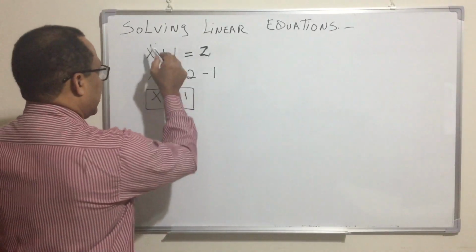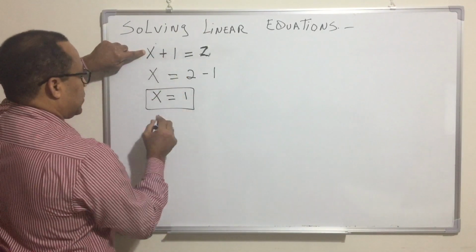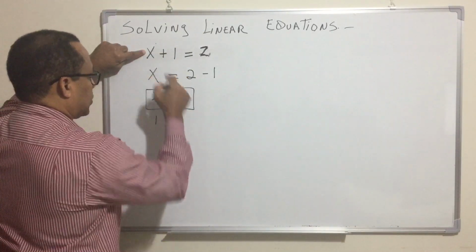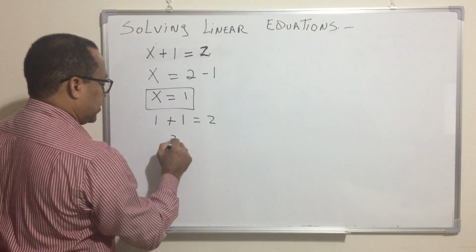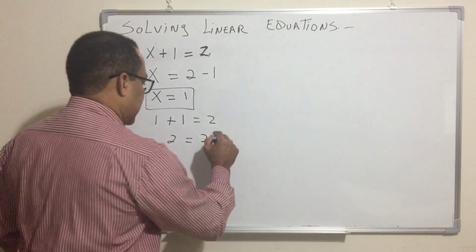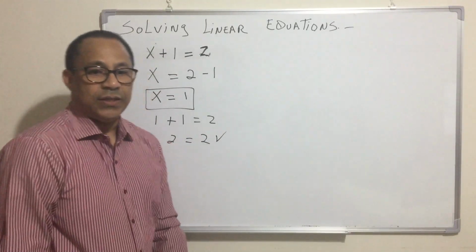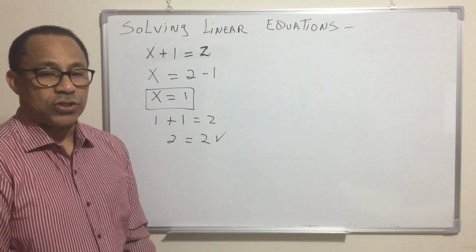Let's do the operation. Let's replace. The x is 1, so this is 1 plus 1 equals 2. 1 plus 1 is 2, equals 2. So this is check. It is correct. This equation is already solved.